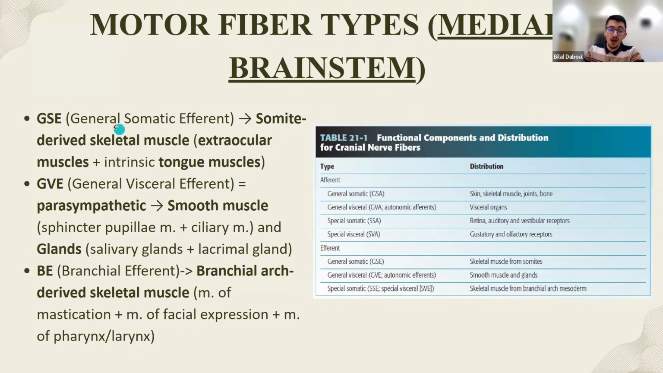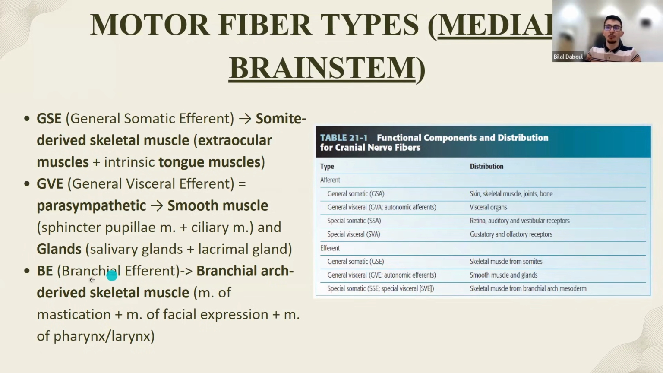So the GSE fibers supply somite-derived skeletal muscle. And you have two muscle groups you need to keep in mind. We have the extraocular muscles, responsible for eye movements, and we have the intrinsic tongue muscles, both of which are supplied through the GSE fibers. For the intrinsic tongue muscles, we talked about this, the hypoglossal nerve, for example. For the extraocular muscles, they're supplied through the three cranial nerves I discussed beforehand, the oculomotor, the trochlear, and the abducent. They're said to be somite-derived, and hence they're supplied through GSE fibers. So if you look at the table, GSE, skeletal muscles from somites.